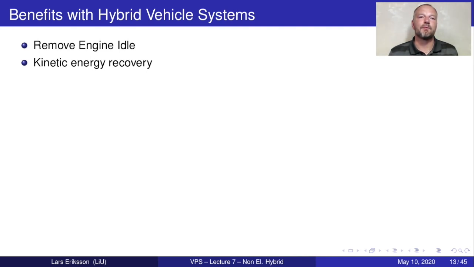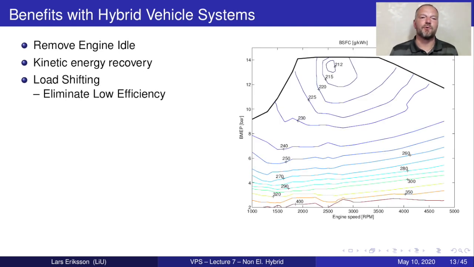First of all, we remove the engine idle so that we don't need to idle the engine, and that's a big loss. Then we have the opportunity to do the kinetic energy recovery that I have been discussing for the Formula 1 circus. Then we have the opportunity to do load shifting. So we can, for example, take away points down here and we can just run the electric machine when we don't have high power requirements.